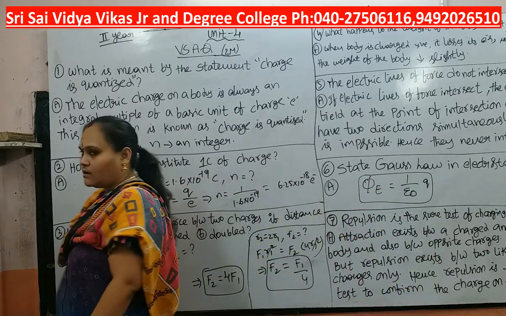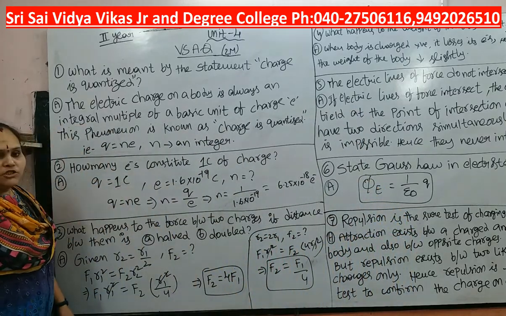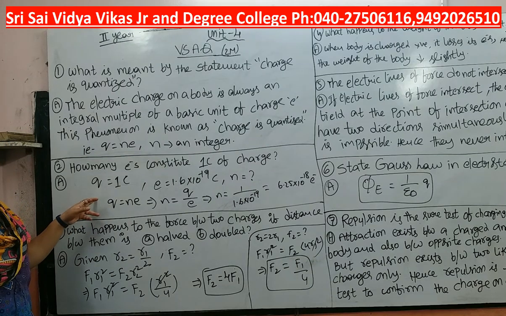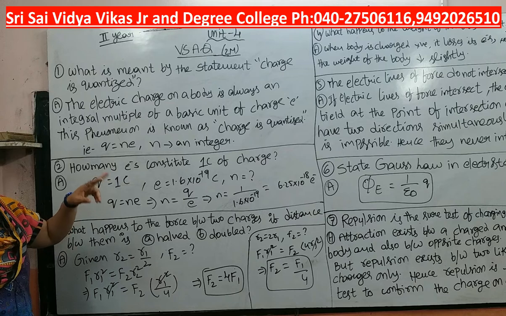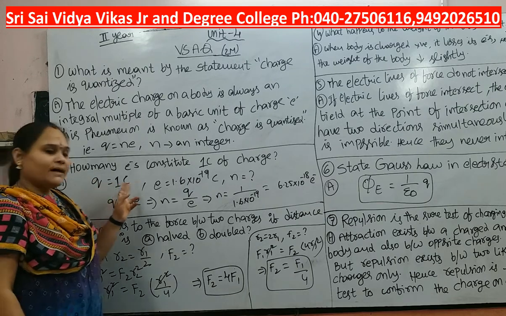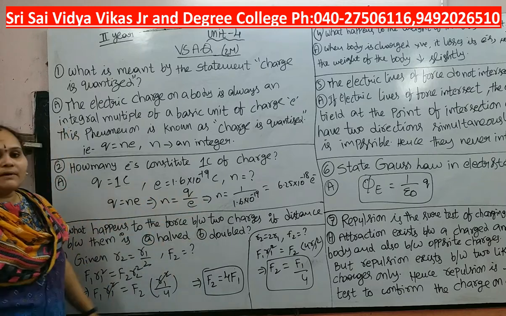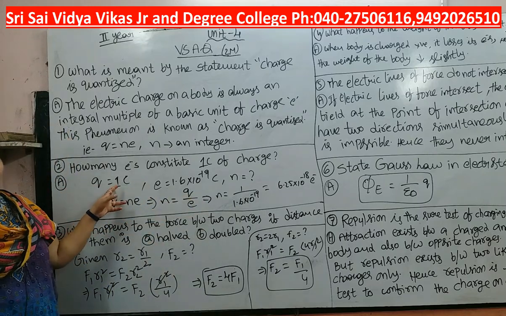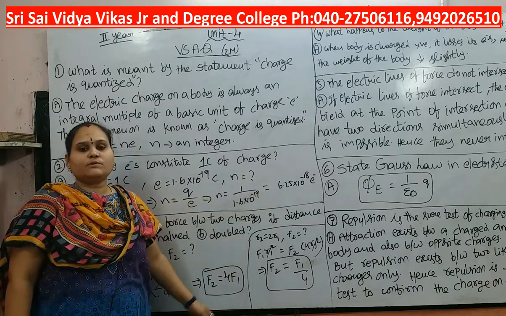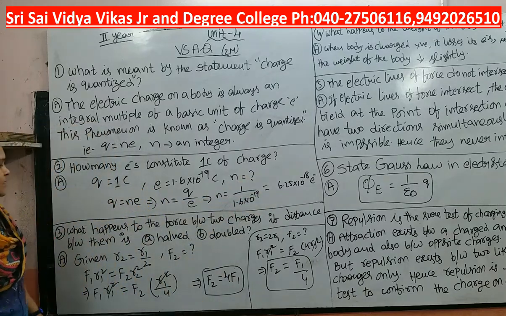And the next one: how many electrons constitute 1 coulomb of charge? 1 coulomb of charge means Q equal to 1 coulomb, and we know that e equal to 1.6 into 10 to the power of minus 19 coulombs. We have to find n. We have the formula Q equal to ne, so n equal to Q by e. So n equal to 1 by 1.6 into 10 to the power minus 19, that will be equal to 6.25 into 10 to the power of 18 electrons.